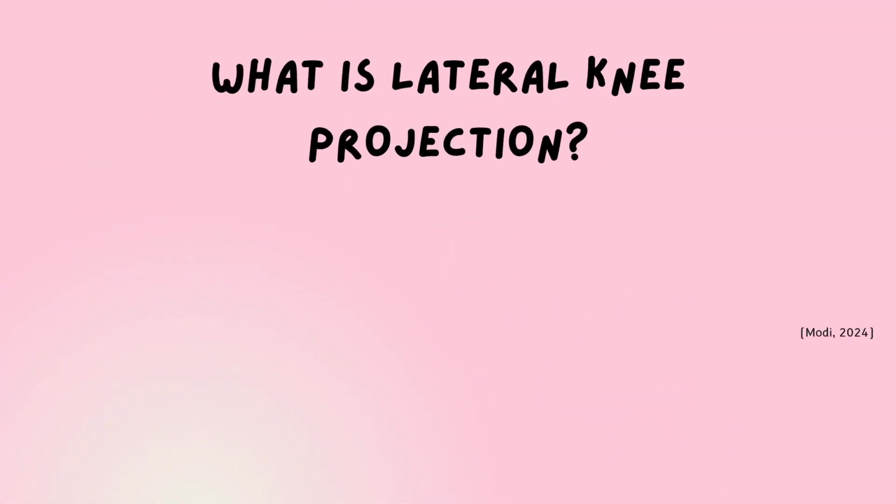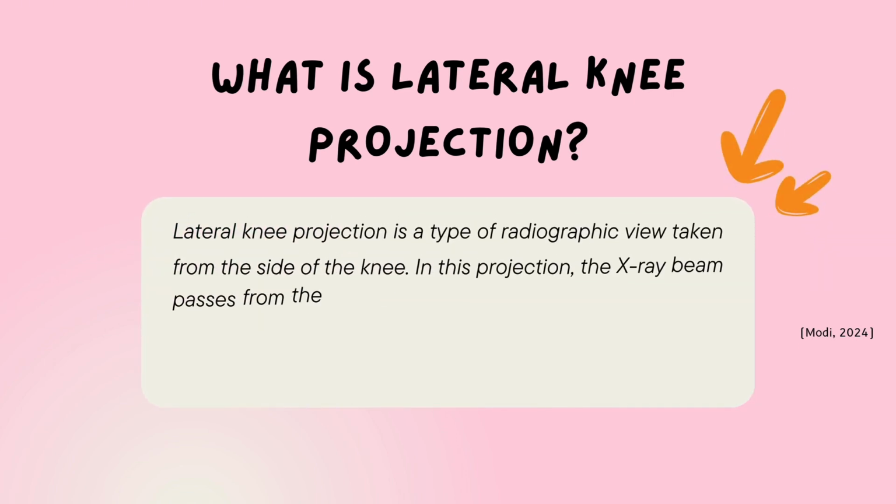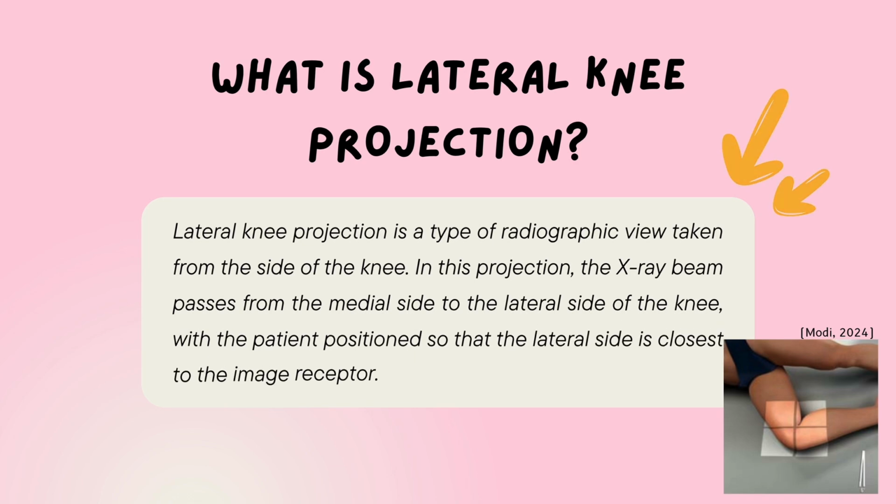So first, what exactly is a lateral knee projection? It's a radiographic view of the knee taken from the side. The X-ray beam travels from the medial side to the lateral side, with the lateral part of the knee closest to the image receptor. This view is essential for visualizing the alignment, joint space, and bony structures of the knee.